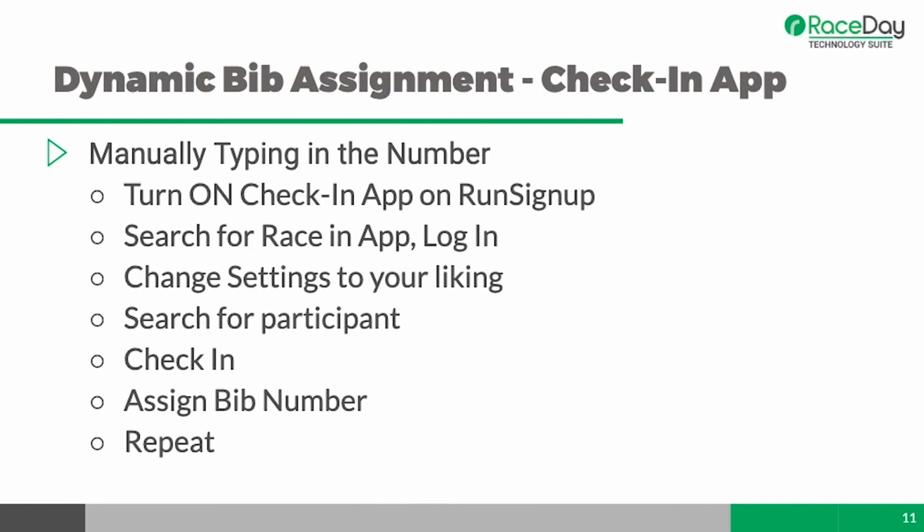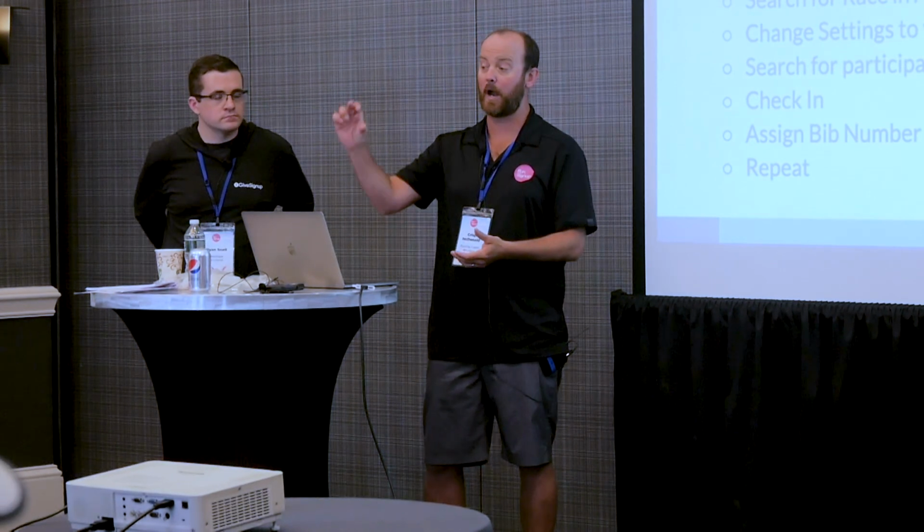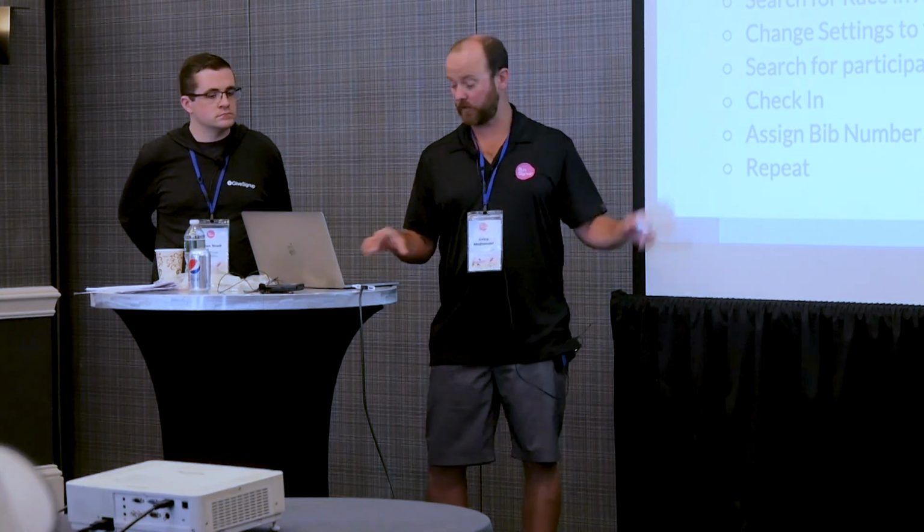And for those of you not familiar, I probably should have put this on the homepage, but this is the app we're talking about. In the settings, again, turn on the CheckIn app, search for the race app, log in, and change the settings to your liking. You can leave it as either require or optional. If you leave it as optional, you get the option to skip the bib number. So if you're dynamically assigning, you need to require the bib number if there's nothing in there. We'll go through that really quickly.